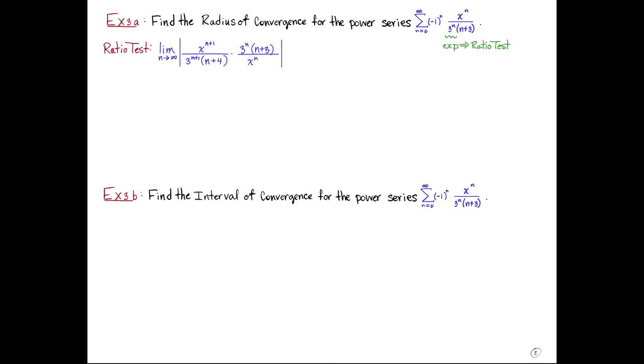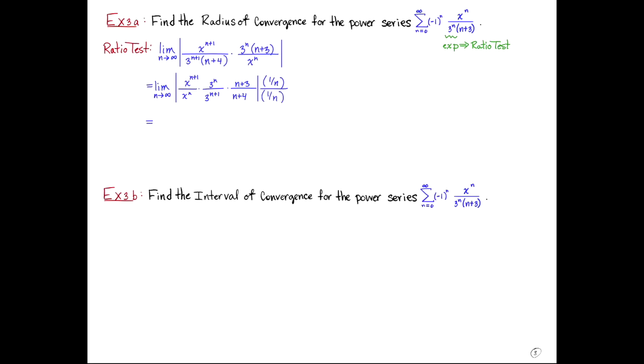To simplify, let's group our like terms in the limit. This is equal to the limit as n approaches infinity of the absolute value of x to the n plus 1 over x to the n times 3 to the n over 3 to the n plus 1 times (n plus 3) over (n plus 4). As n is approaching infinity, (n plus 3) over (n plus 4) is indeterminate of the infinity over infinity type. To simplify this, we need to multiply both the numerator and the denominator by 1 over n.